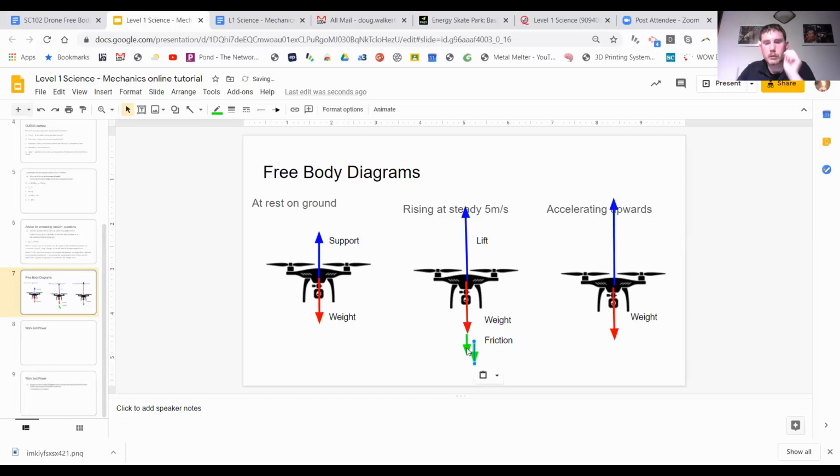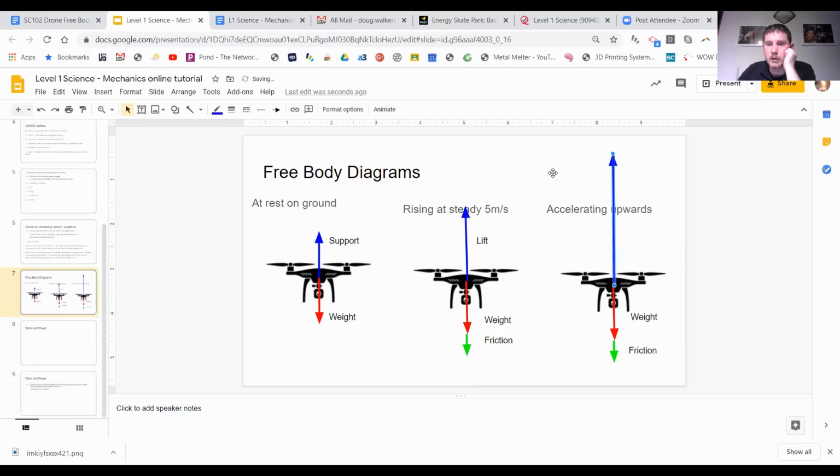But if we've got frictional force in here, let's just assume that it started from stationary on the ground and it's accelerating upwards. Then we're going to have some frictional force as well. And the lift force, in order for it to be accelerating, there must be a net or unbalanced force upwards, according to Newton's second law. And so we're going to make the lift force quite a bit bigger.